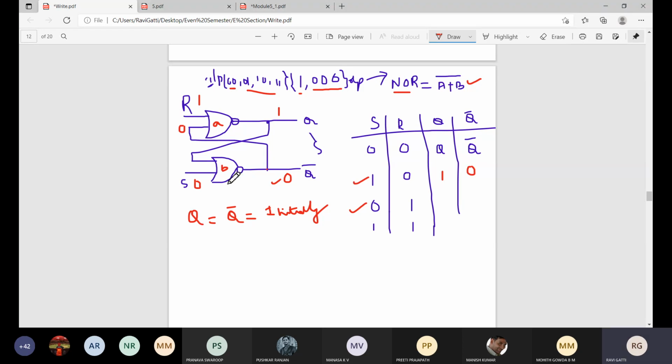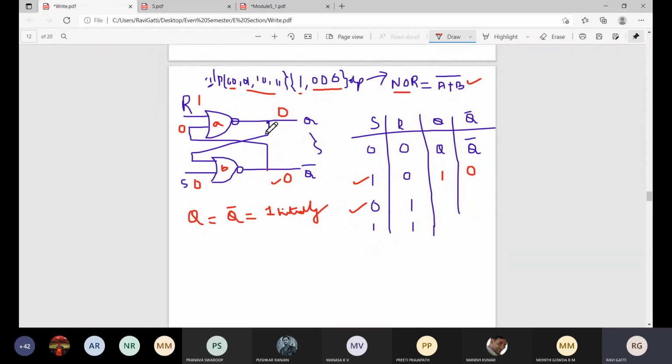So now you can see what happens when S is equal to 0. This Q bar is equal to 0. Okay, so Q bar is equal to 0. Now 0 will be here. A gate you consider. 1, 0. What is the output? 0. So therefore what happens is this Q will become 0. Since Q has become 0, this terminal has changed. So therefore the B terminal output will also change.